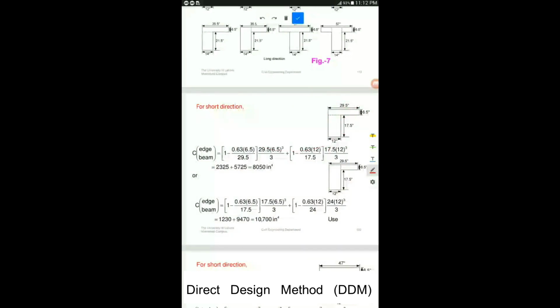So for this beam, first I'm going to make a line here. This will be my first rectangular component in this way, and the other one will be this one. This will be my second rectangular component.